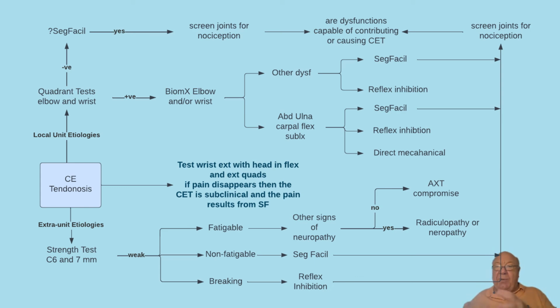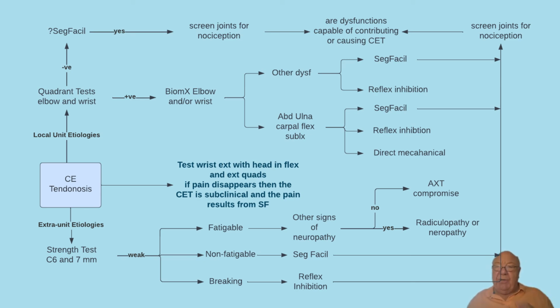Or again, it could be reflex inhibition, or it could be segmental facilitation. Now, these may be causes, or more likely, if you find an abducted ulna, these are contributors. It's not helping matters. In which case, with segmental facilitation, you go back through the screening test for nociception up and see if that dysfunction fits. Now, we know it's an abducted ulna if it's a wrist or a carpal subluxation that's limited in extension. So in this case, you know they're going to fit.